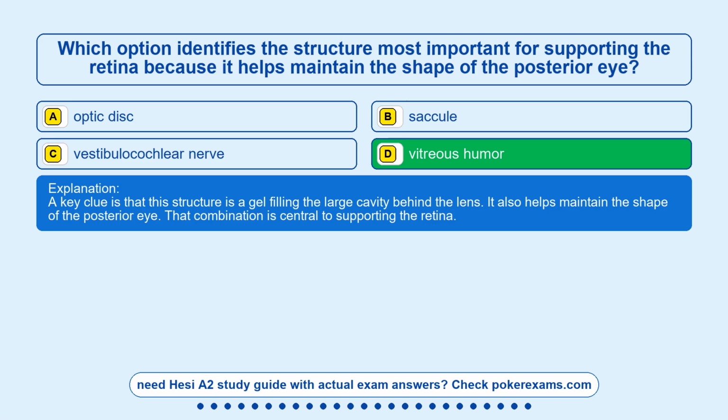A key clue is that this structure is a gel filling the large cavity behind the lens. It also helps maintain the shape of the posterior eye. That combination is central to supporting the retina.